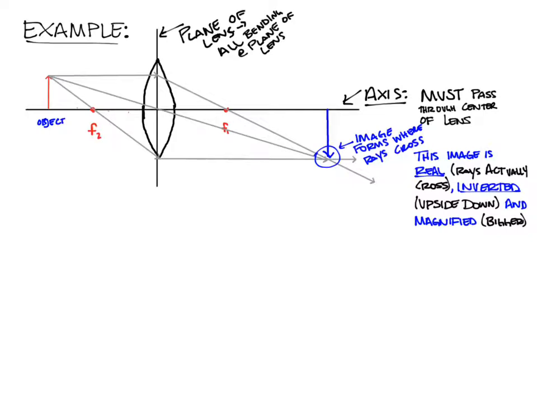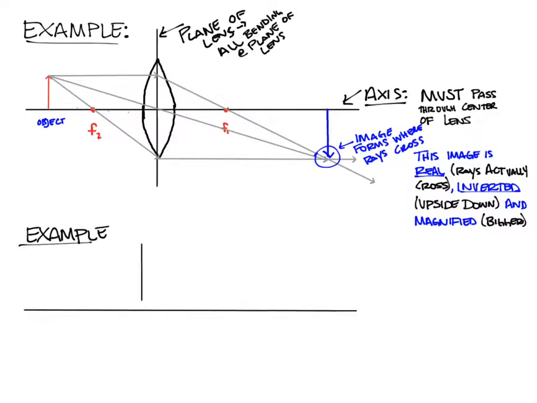Now, it being a real image doesn't make it different than the other kind of image. It just means that the rays actually cross there. Your eye can see it either way. So let's do our next example. This time we have an axis, but we're going to have the other kind of lens. We're going to have a diverging lens.